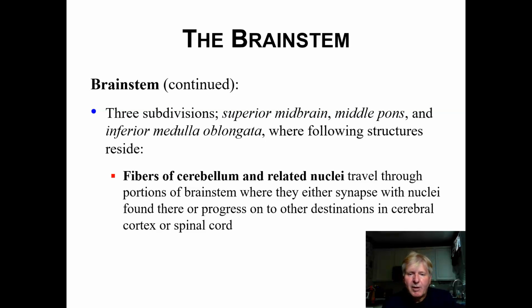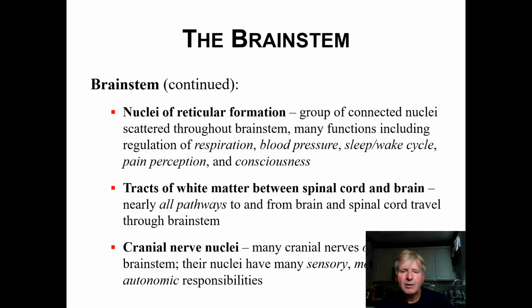The fibers of the cerebellum and their related nuclei will travel through portions of the brainstem, where they either synapse with nuclei found in the brainstem, or they progress to other destinations in either the cerebral cortex or the spinal cord. You also find in the brainstem what we call the nuclei of the reticular formation. They're a group of connected nuclei scattered throughout all regions of the brainstem. Some of the functions include regulation of respiration, blood pressure, the sleep-wake cycle, pain perception, and consciousness.